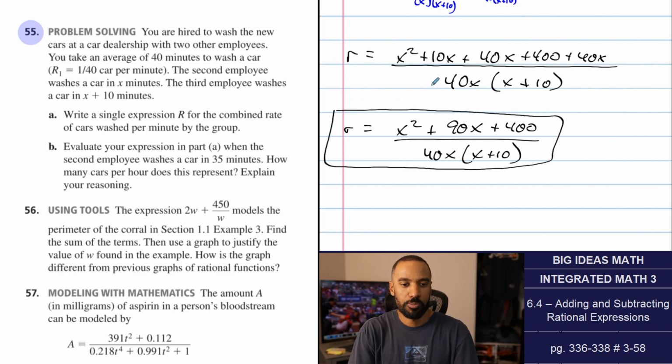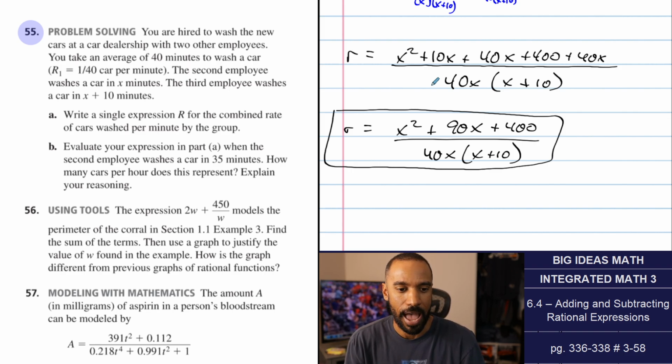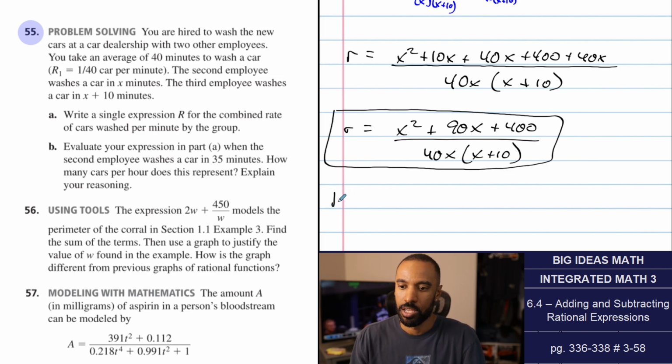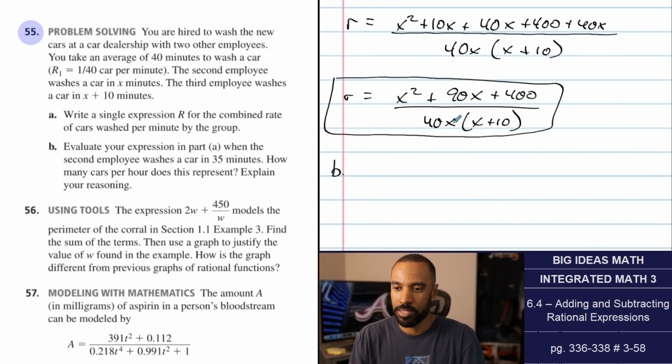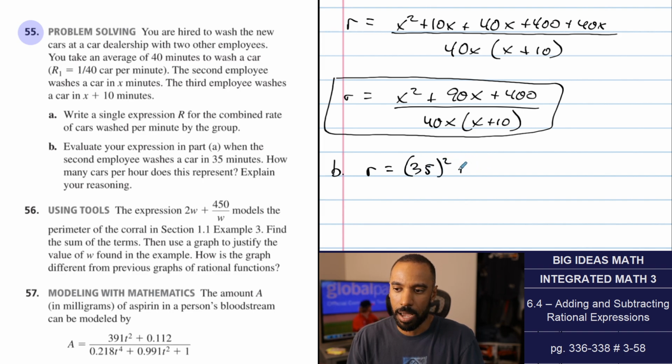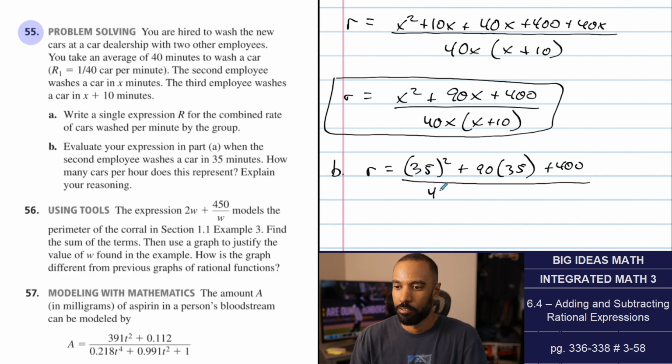Part B says evaluate your expression of part A when the second employee washes a car in 35 minutes. How many cars per hour does this represent? Explain your reasoning. So for part B, the second employee washes the car in X minutes, so 35 minutes here. So we're substituting 35. So 35 squared, I'm going to let the calculator do this. 90 times 35, use technology to find out the answer. Over 40 times 35. Now there's one part I'm going to do on my own. 35 plus 10 is 45.